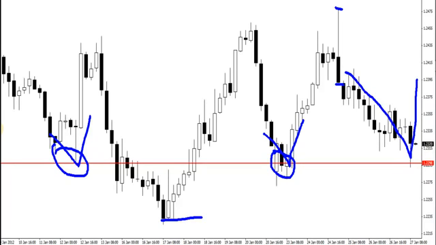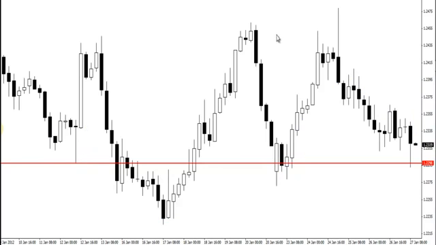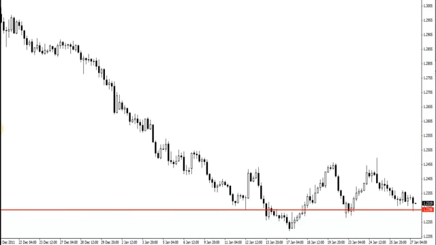Just to recap this trade quickly though, if I zoom out the chart, you'll notice that the two things that stick out straight away are the strong downtrend we were trading with. Okay, so we very rarely want to be taking longs against such a strong downtrend.